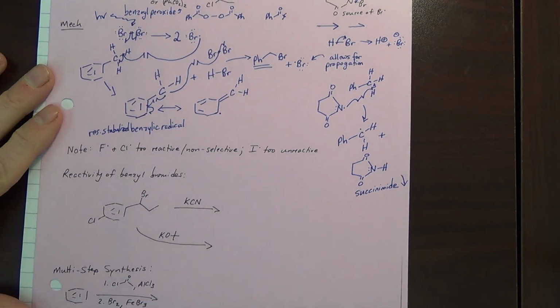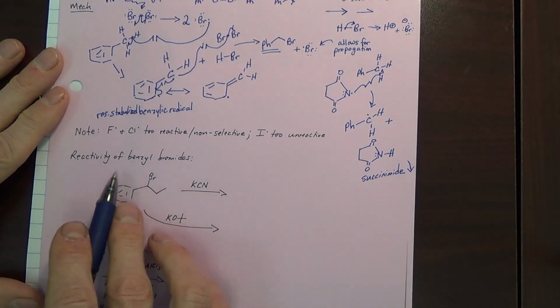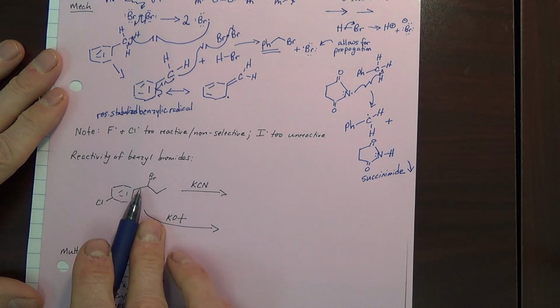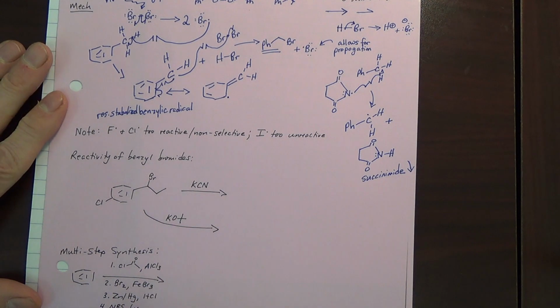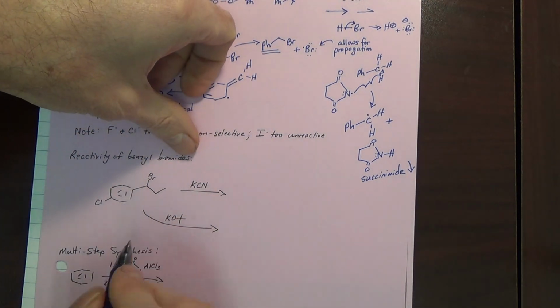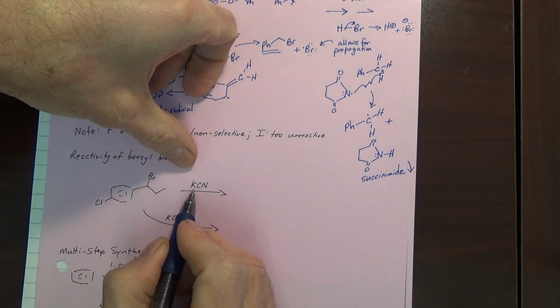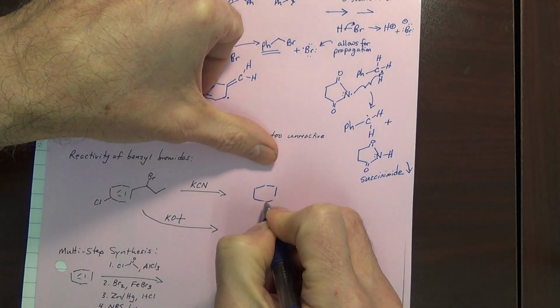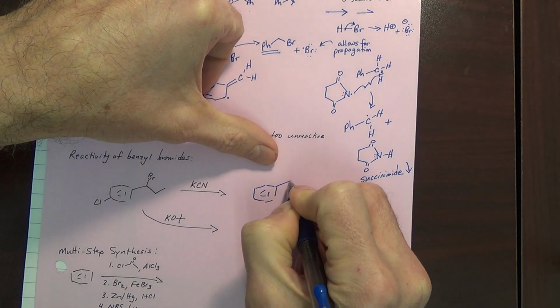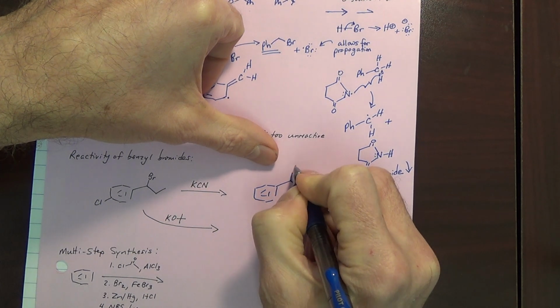Why would we want to put a bromine on a benzylic carbon? Well, it gives you other chemistry you can now do. For example, we could react this with potassium cyanide, and we would expect here to do an SN2 substitution.